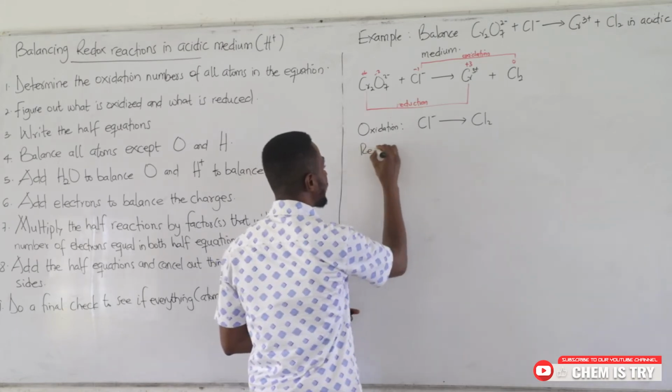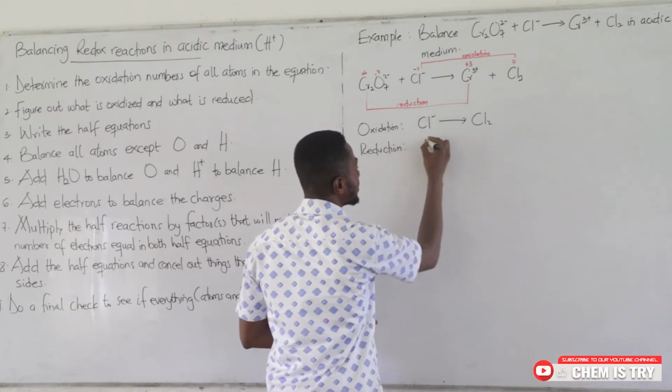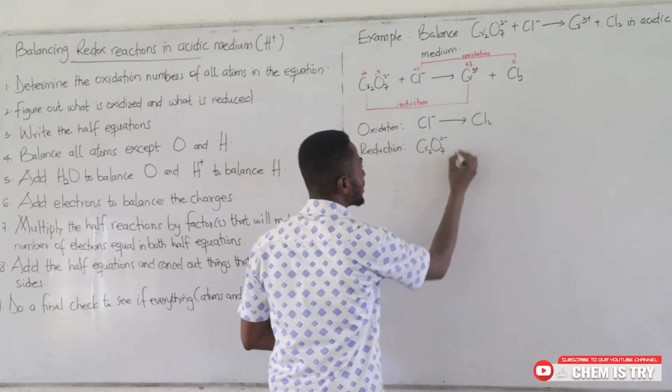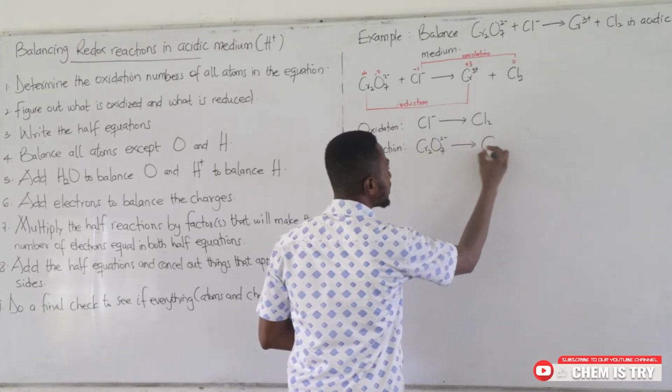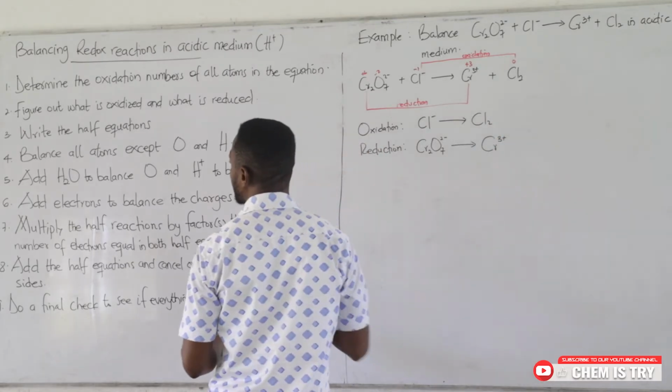Then the reduction half reaction. The reduction half reaction is Cr2O7 2- going to produce Cr3+. Let's talk about step 4.